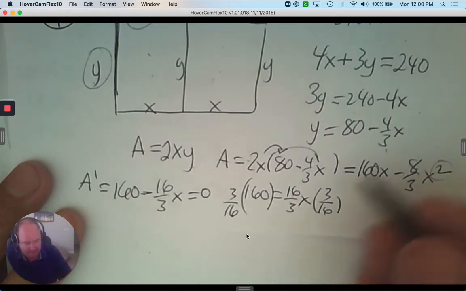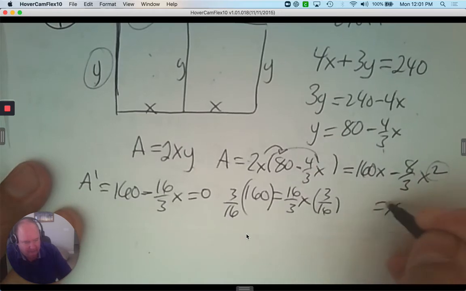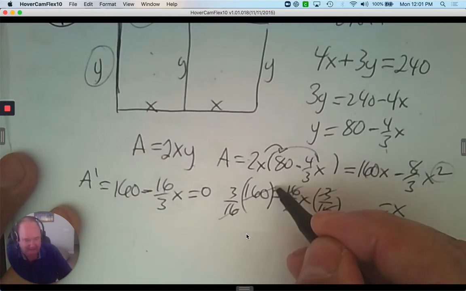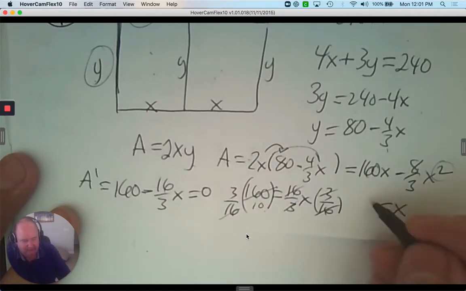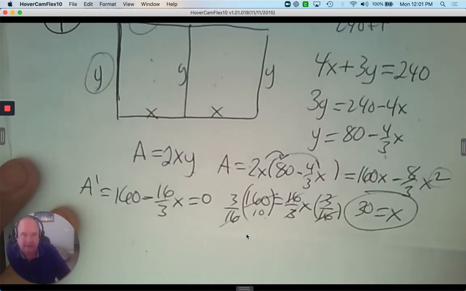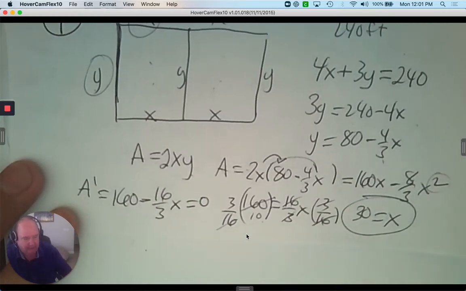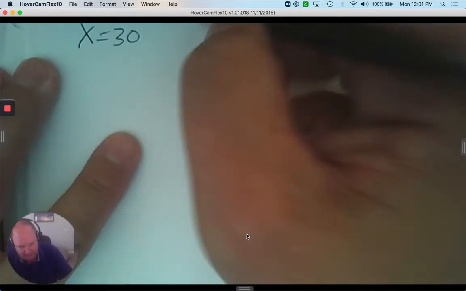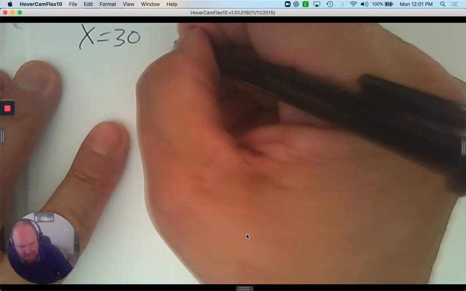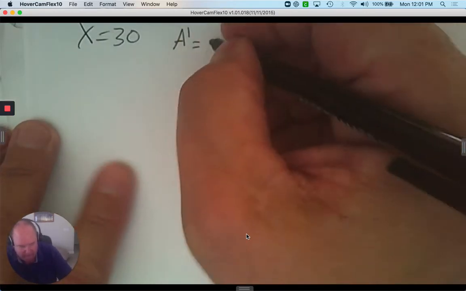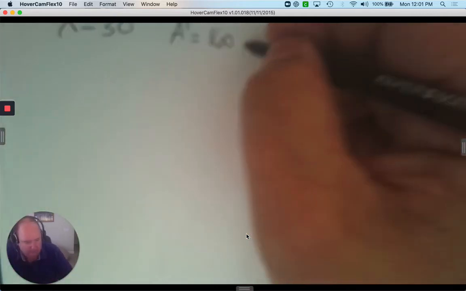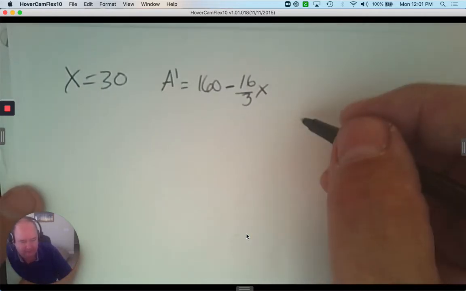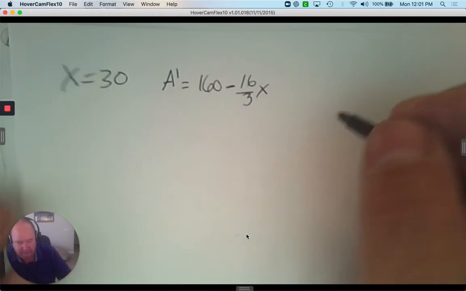Same thing. So on the right side, x is by itself now, so the 3's and the 16's divide out. 16 goes into 160 10 times. So it's 3 times 10. So what is that number? Is x equals 30. All right, I'm going to do this on the next piece of paper. So I found x equals 30. I'm going to remind myself of the equation for the derivative. So there's my derivative. I found it equaling 30 when I took the derivative equal to 0.